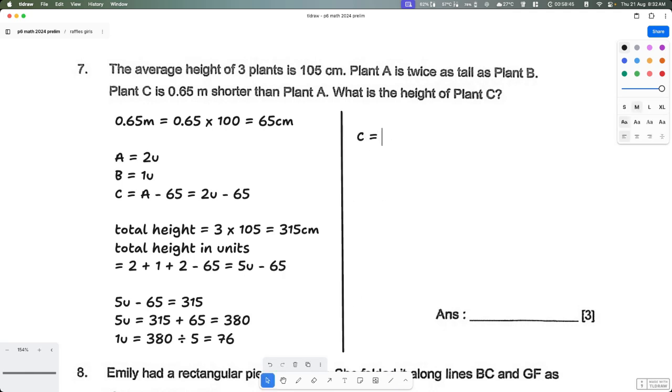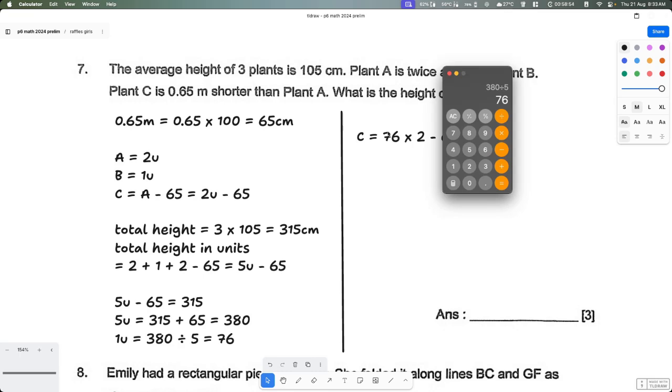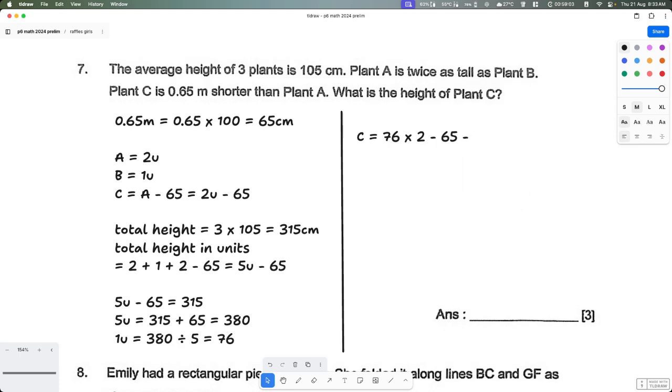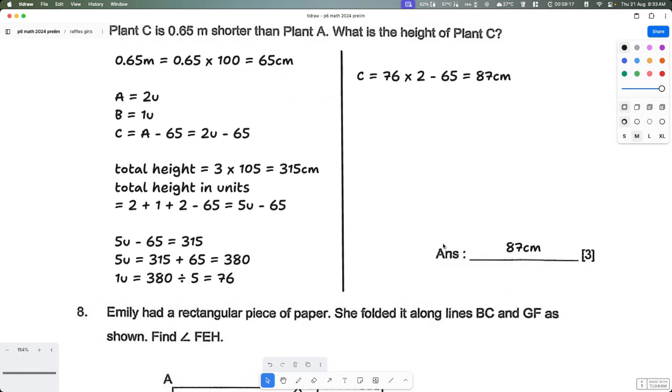C is equal to 76 multiplied by 2 minus 65. So 76 times 2, then minus 65, this will give us 87, equal to 87 centimeters. There you go. So the answer is 87 centimeters. All right, let's move on to the next question.